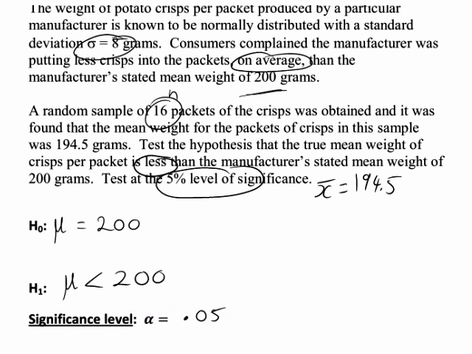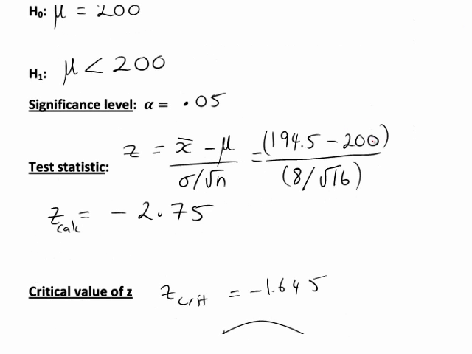And what does that tell us? Well, it tells us that at the 5% level of significance, we do have enough evidence to be convinced that the manufacturer's claim is false, and that in fact they are putting fewer crisps into the packets on average than their stated claim of 200. That is, the difference between the observed sample mean of 194.5 and their hypothesized population mean of 200 is more than could reasonably be attributed to sampling variability.